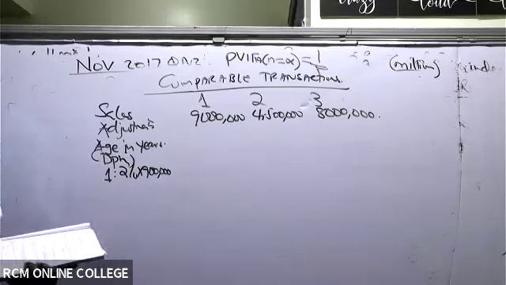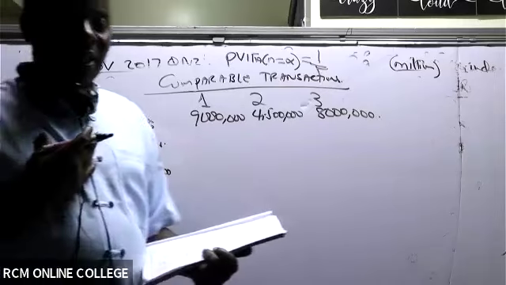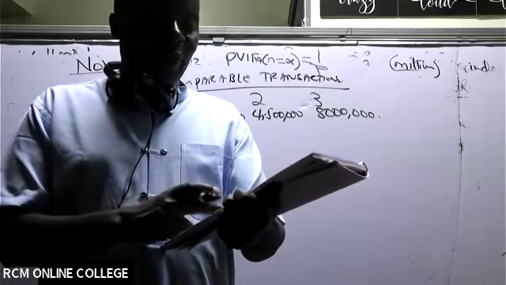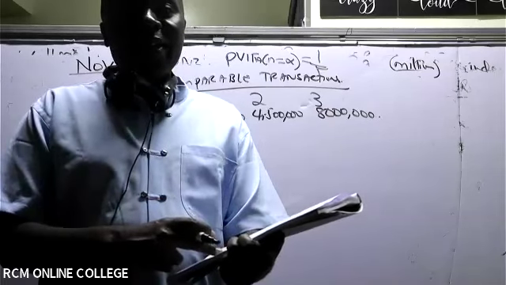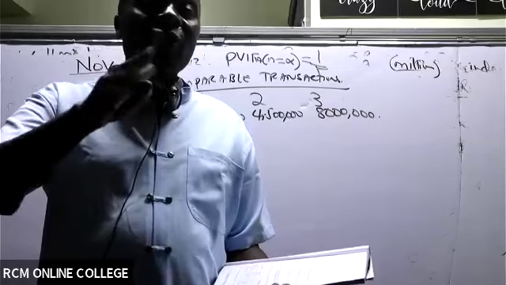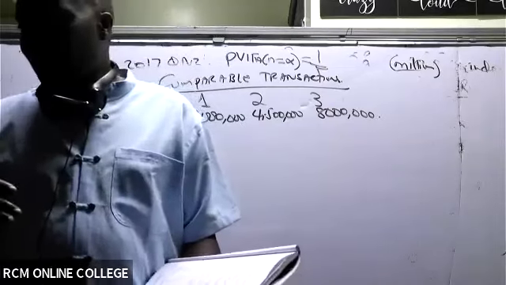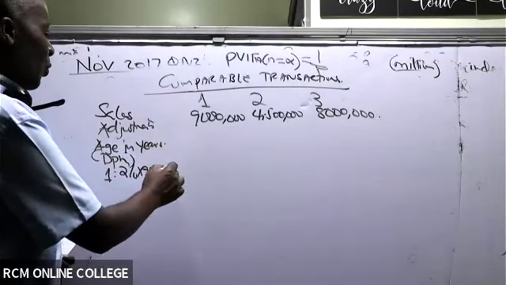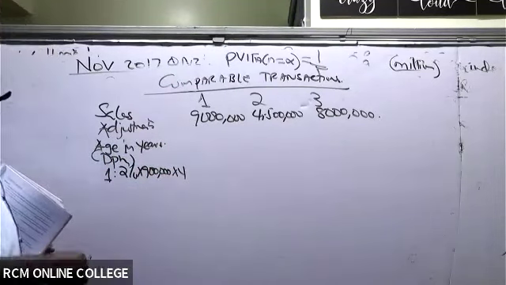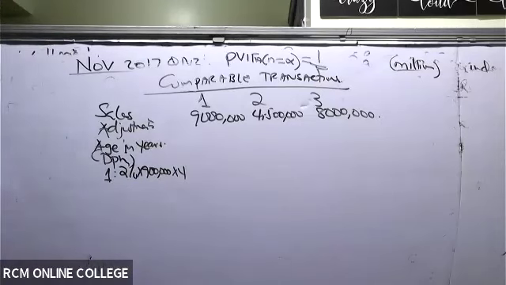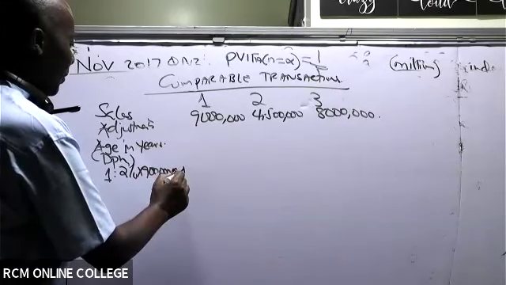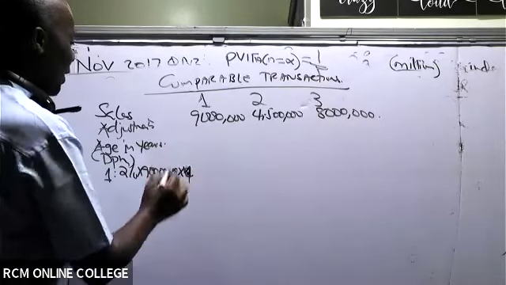Age difference. You can see our subject property currently is a 5-year-old property, and property number 1 is 9 years. Remember in sales comparison, we're looking at differences. So this one is older than ours by 4 years. 9 minus 5, times 4. So the total depreciation will be 2% times 9 million, times 4 years.